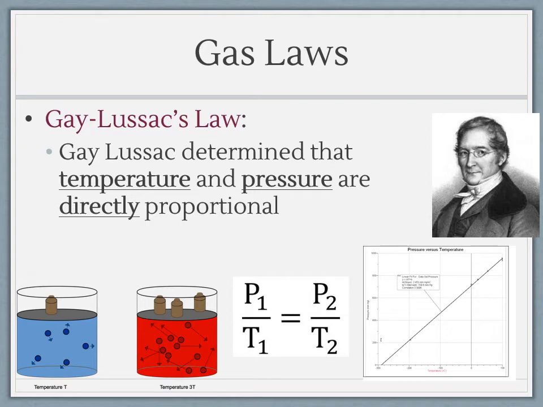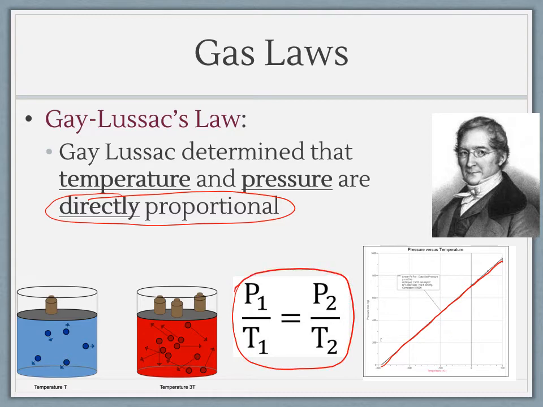Gay-Lussac's law determined that temperature and pressure are directly proportional. So again, pressure comes from the particles colliding with the sides of their container. So if we increase the temperature, then we're going to increase the number of collisions because the particles are going to be moving more and faster. And so that's going to increase the pressure. So again, these are directly proportional. So we see this nice directly proportional graph. And the formula is P1 over T1 equals P2 over T2.